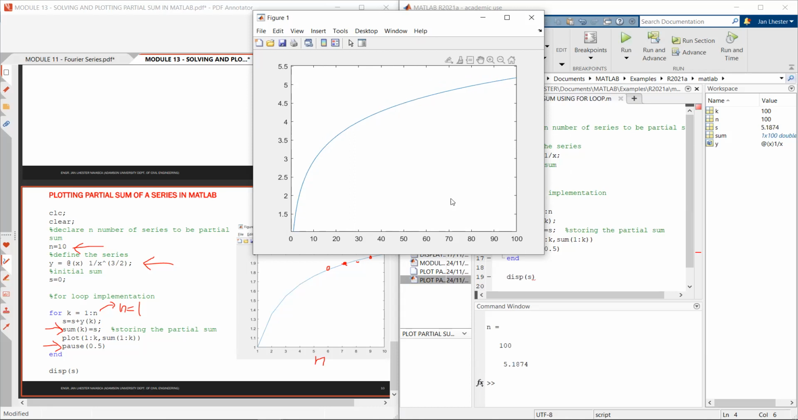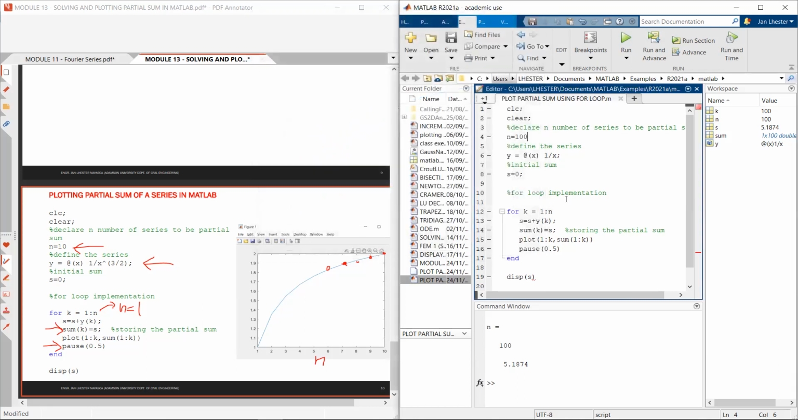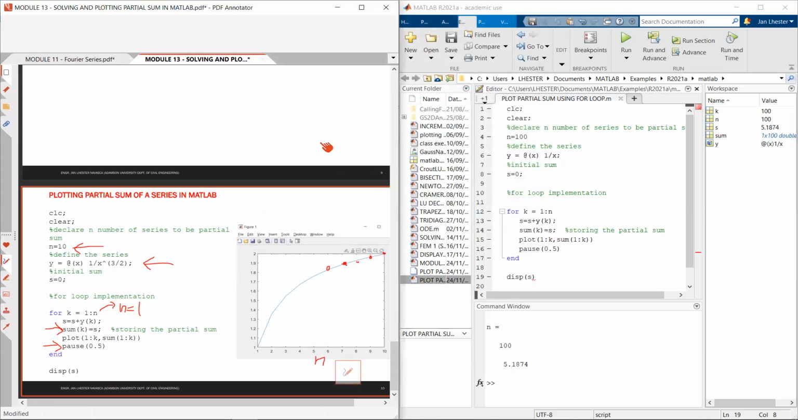Okay, so that's it. So that is plotting partial sum and solving partial sum of a series or an infinite series in MATLAB. Okay, so that's all for today, class.